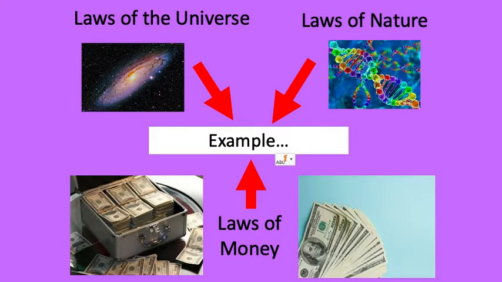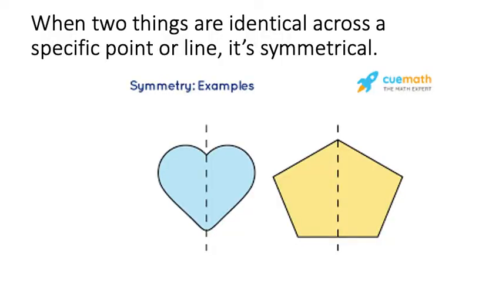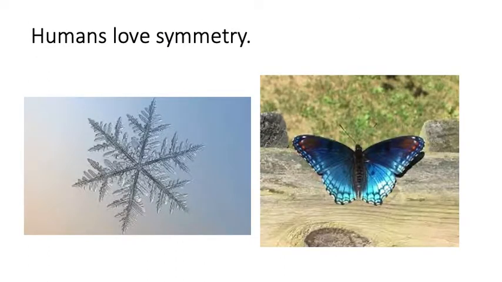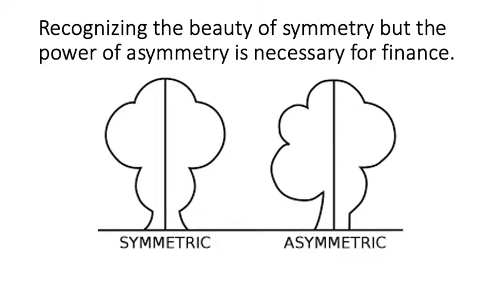Here is an example. Admire the symmetrical, but invest in the asymmetrical. When two things are identical across a specific point or line, it's symmetrical. Humans love symmetry. We think it's beautiful. The asymmetrical, that which is not equal, too often is treated with hesitation. Recognizing the beauty of symmetry, but the power of asymmetry, is necessary for finance.